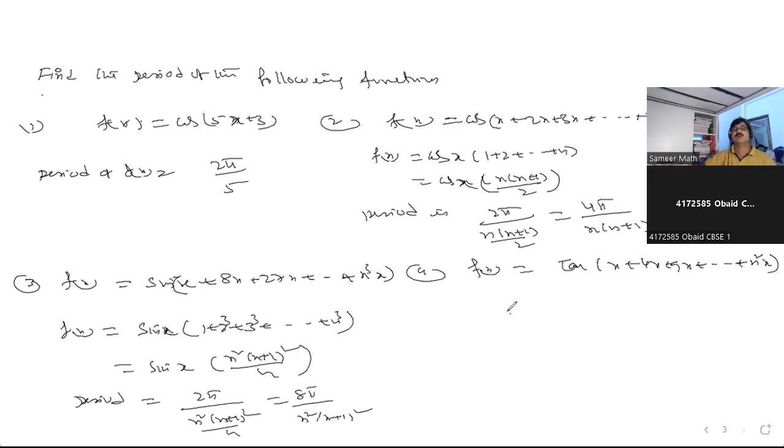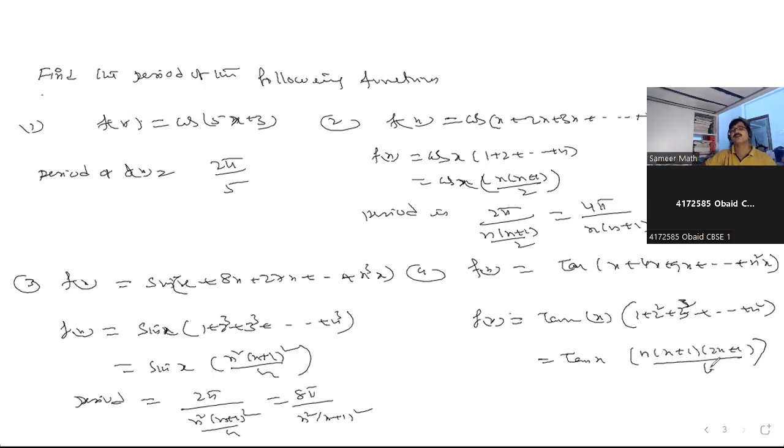Now, come to the next one. Here, the fourth one. What is the tan x? Let us simplify here. If I take x common, 1 plus 2 square plus 3 square up to n square. Here also I want to use the formulas you have learned in series: n into n plus 1 into 2n plus 1 by 6. This is the formula for the sum of the squares of the first n natural numbers.